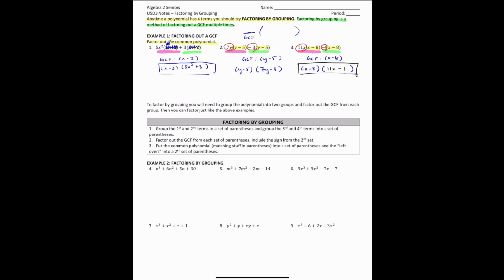So that's basically what we're trying to do. We want to have these matching polynomials before we take the GCF out, okay? So that's going to be very, very important when we factor by grouping. To factor by grouping, you will need to group the polynomials into 2 groups and factor out the GCF from each group. Then you can factor just like the above examples.